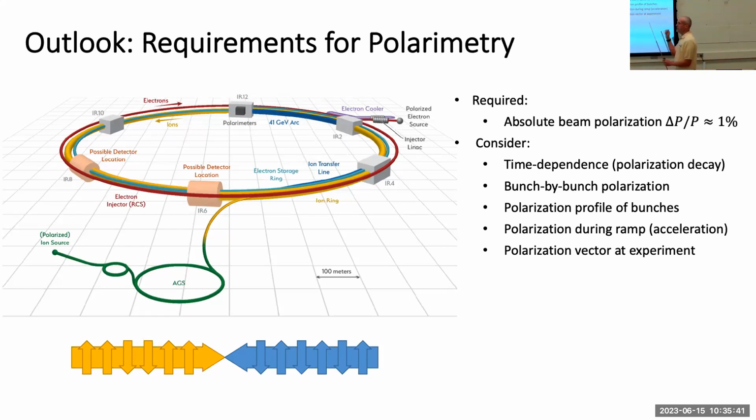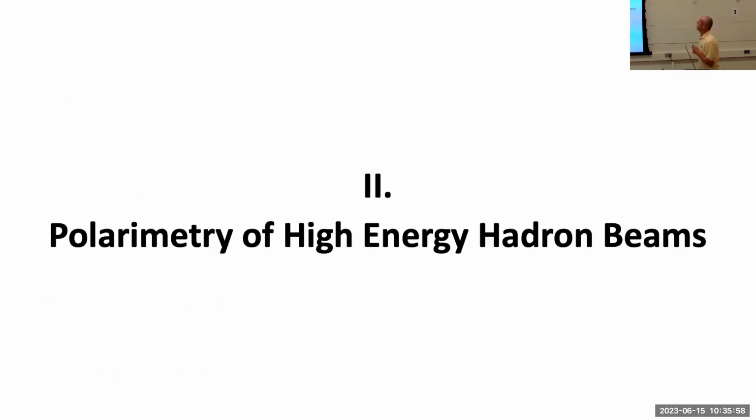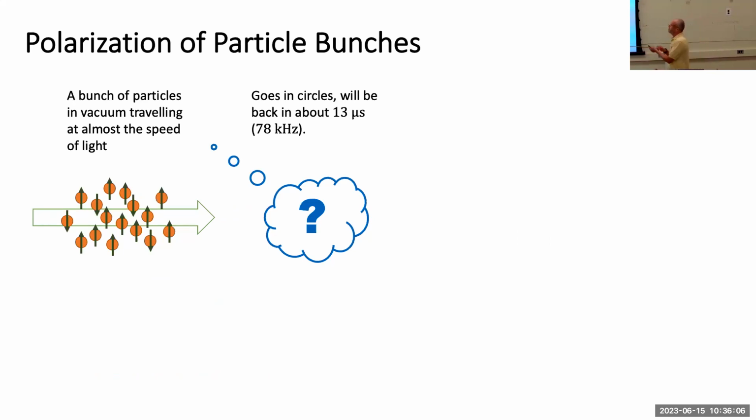not unimportant, is the direction of the polarization vector at the experiment, because as we saw, some experiments want the polarization direction rotated from vertical to longitudinal, and we really need to make sure that the experiment gets what they want, right? So moving on now to polarimetry of high energy hadron beams. What we're after is this bunch of particles that travels in vacuum and moves at just about the speed of light. So how do we get there?